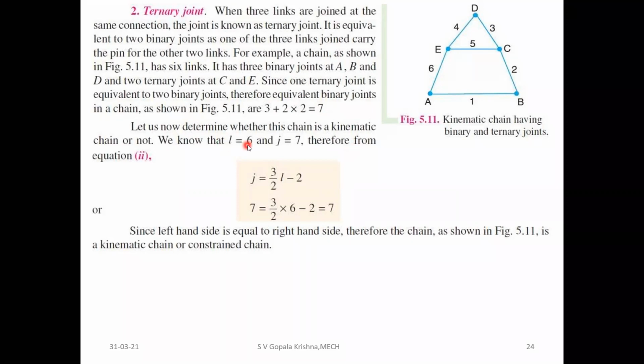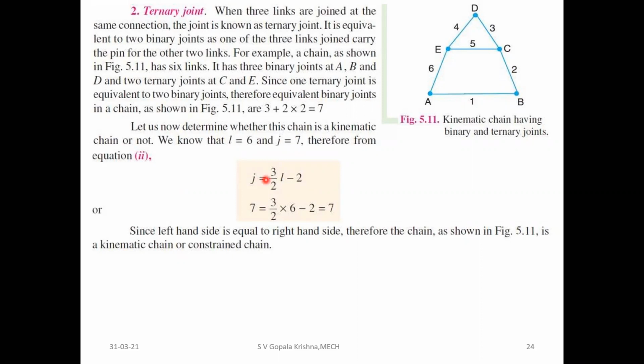Now, first we will identify the number of links. Already they have given: 1, 2, 3, 4, 5, 6. Number of links: 6 links are there, and 7 joints are there. Simply substitute these in our equation.